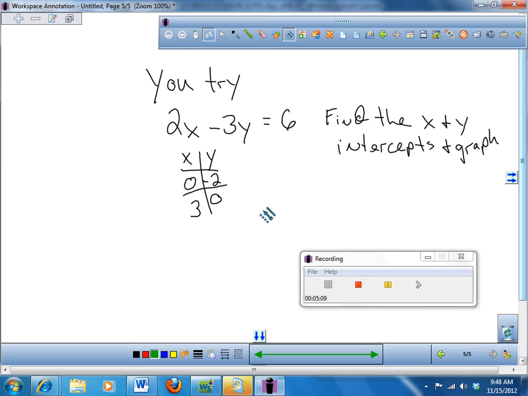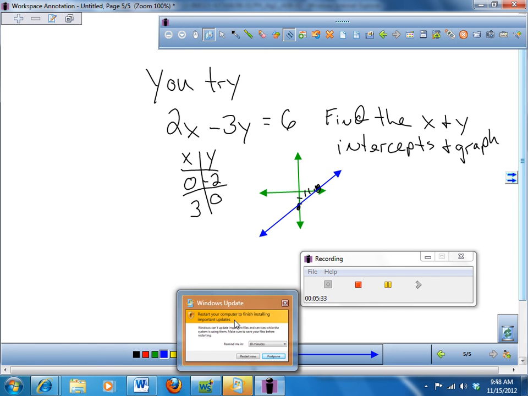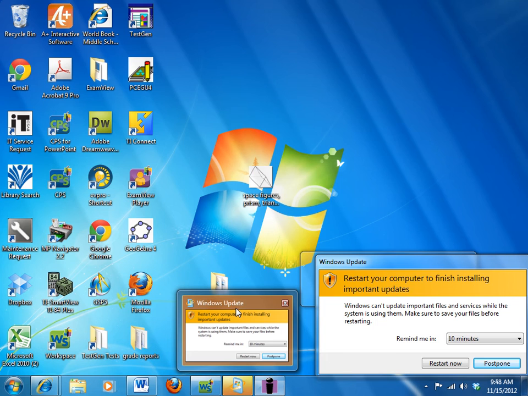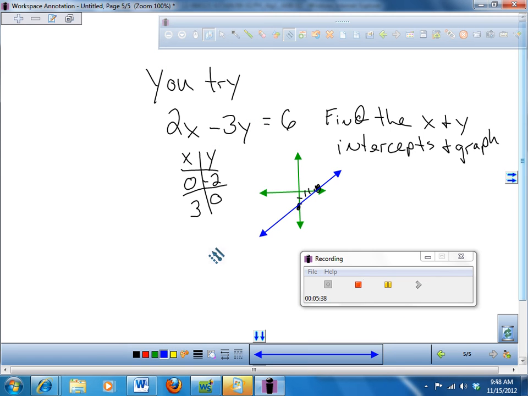There we go. So if I were to graph this one, okay, it goes through the point (0, -2), and then (3, 0), which is like over here. And then I just connect the dots, and I should have something that looks kind of like that. How many of you got that line? Good. All right. What happened to my graph? There it is.